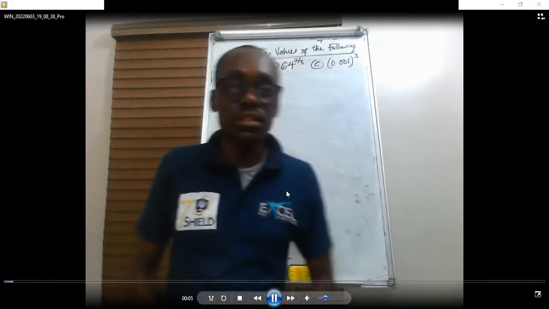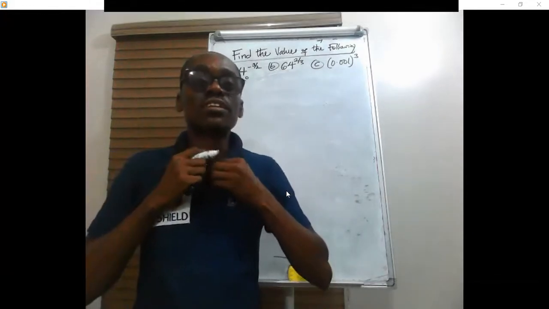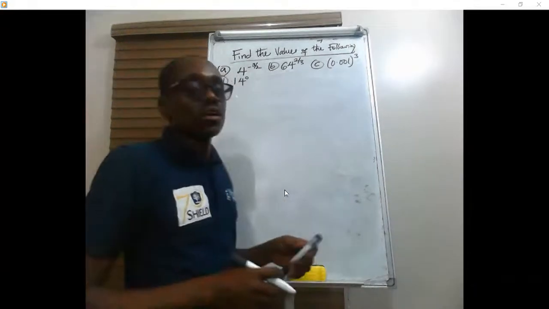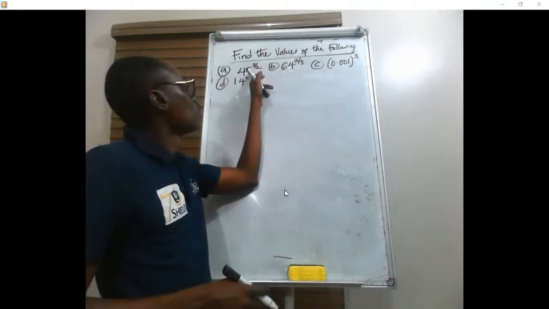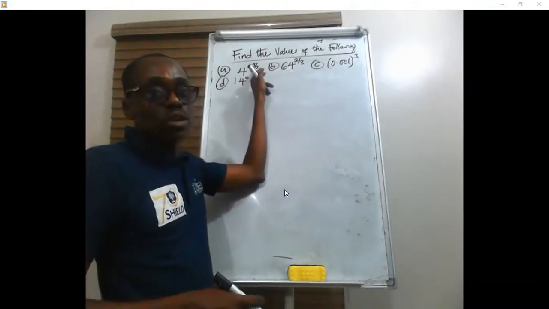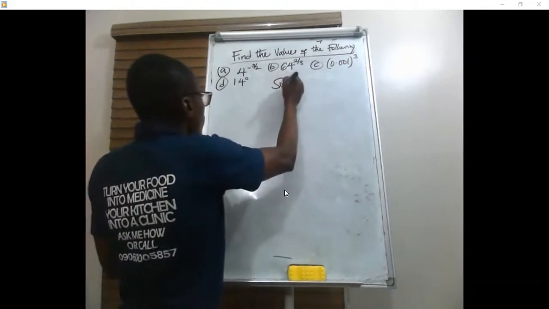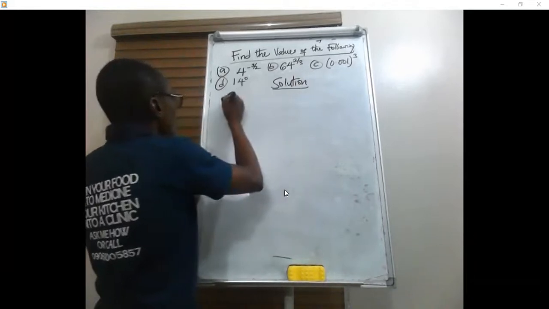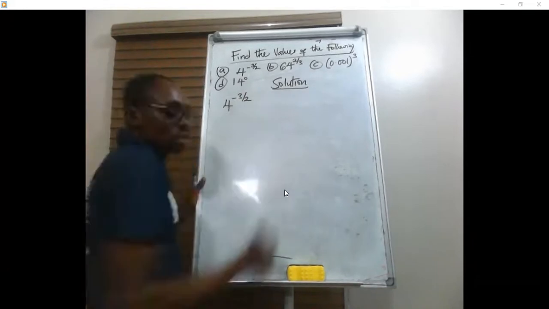Hello, good evening. In this lesson, we'll be looking at some exercises on indices. We have four exercises that we're going to solve right now. The first one is: find the value of 4 raised to power minus 3 over 2. So the solution is going to be 4 raised to power minus 3 over 2.